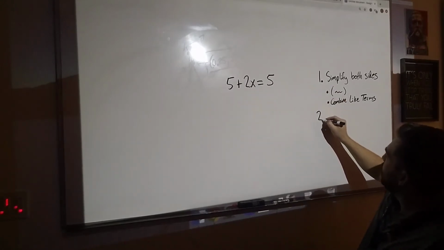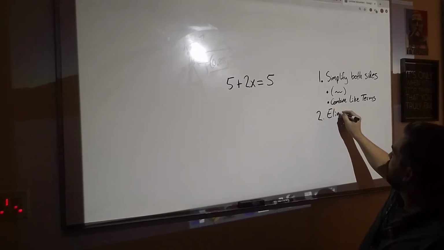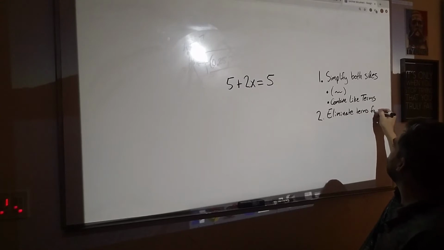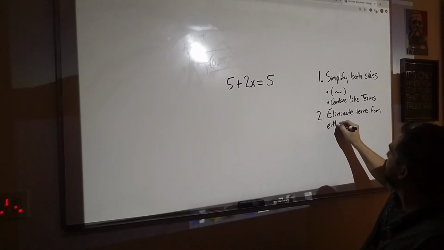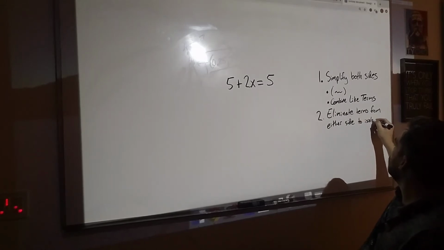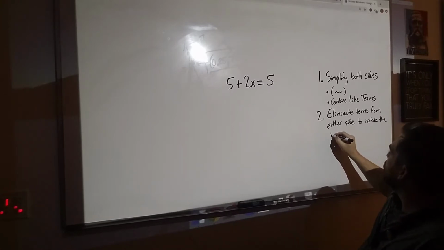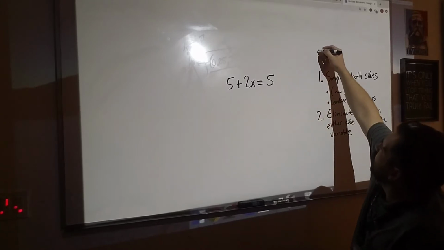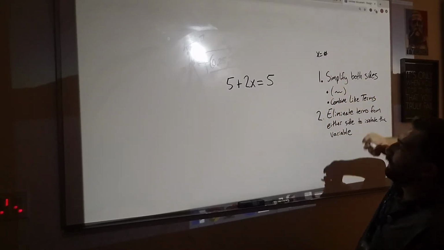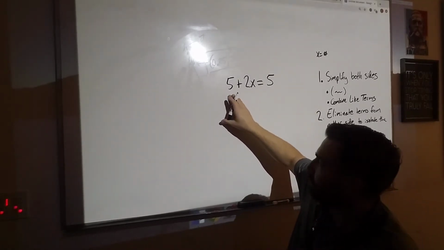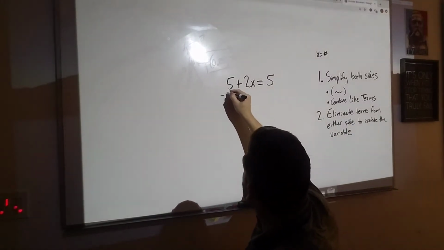The next thing that we want to do is we want to eliminate terms from either side to isolate the variable. So I want my x to be alone eventually. My goal is to get x equals a number. Now, in order to do that, here on the left side we have 2x, but I also have this extra piece, this 5. So I need to eliminate this 5 first.